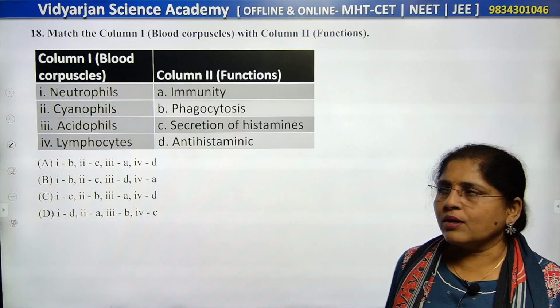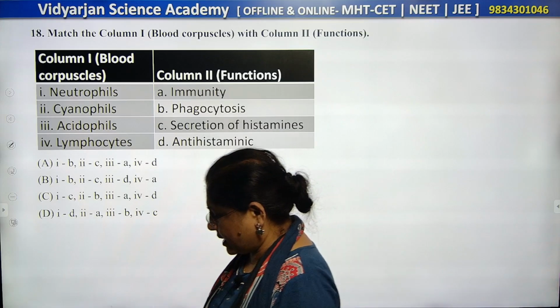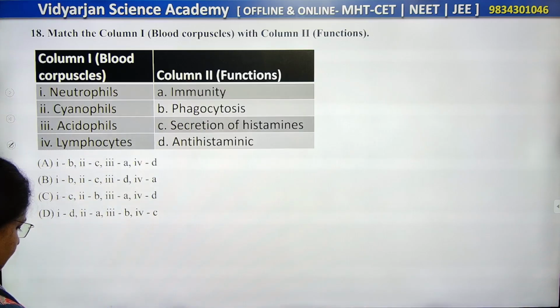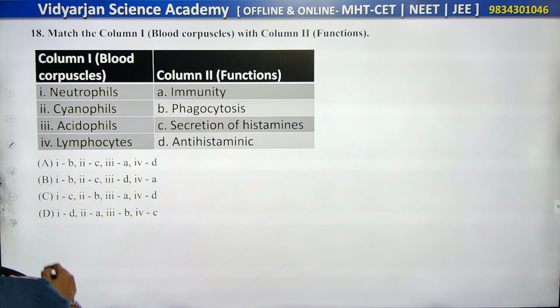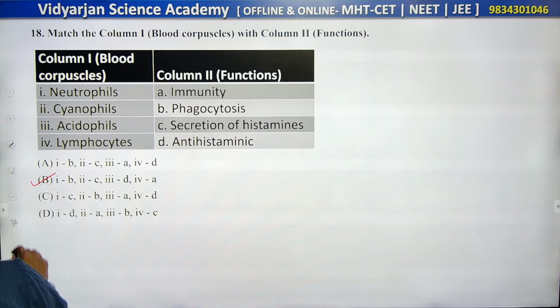So let us see. Let us match the things here perfectly. So what will be the correct answer? Just check what is the correct answer here. Check out the answer. So here B is the correct answer.